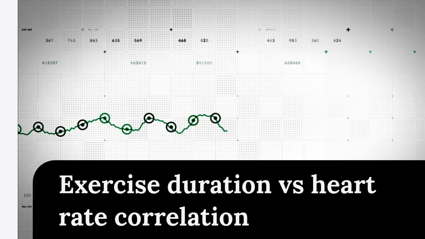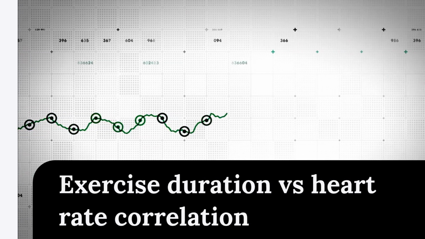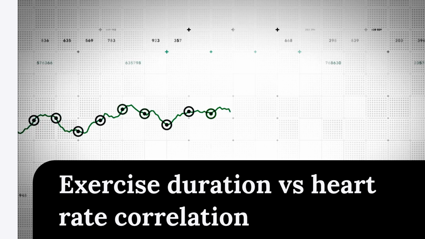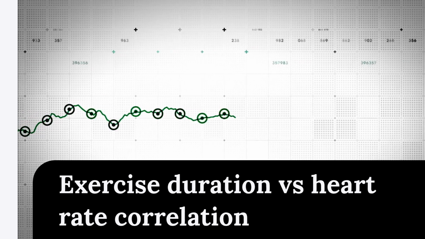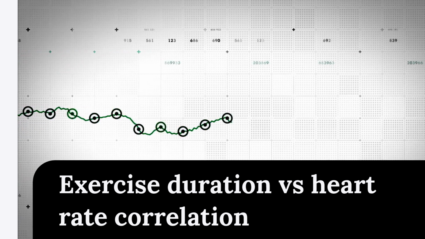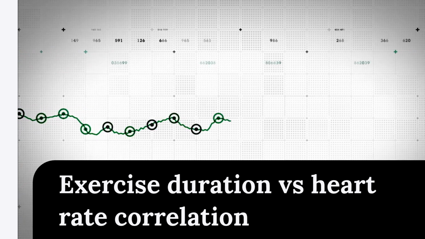A table shows exercise duration and heart rate. Duration is on the x-axis, heart rate on the y-axis. Each row becomes a plotted point. The points form an upward pattern. This shows a strong positive correlation.